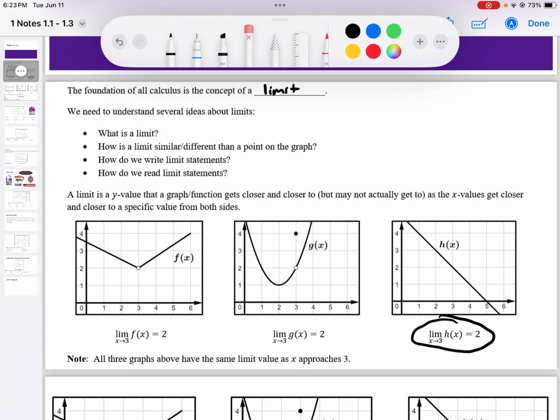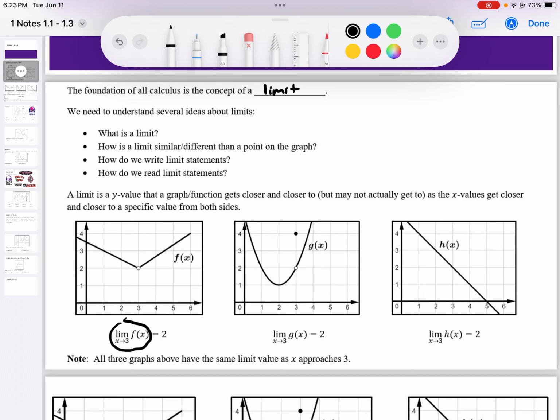So if you look at this first one, the way we read this is the limit of f of x as x approaches 3 is 2. That's how you read it. Or you can read it as the limit as x approaches 3 of f of x is 2. You can go interchangeably with that.